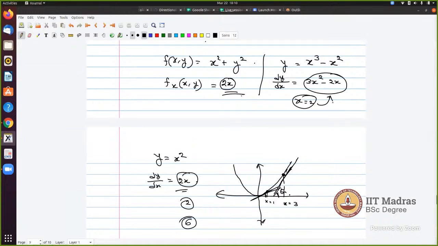So basically, what differentiation does, what the derivative does, is give you the rate of change of the function at that particular point. And the rate of change of the function may be dependent on some other variables. It may not be constant always. It is constant only for a straight line.